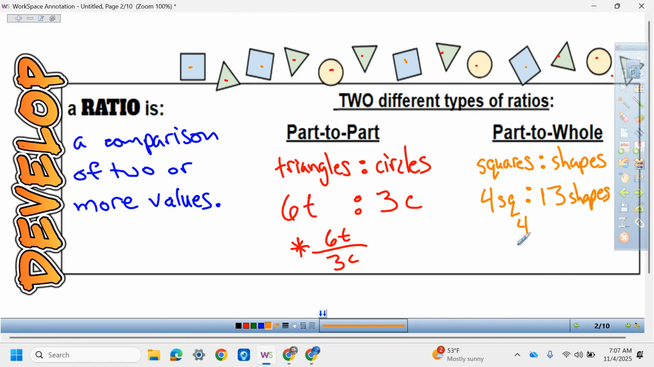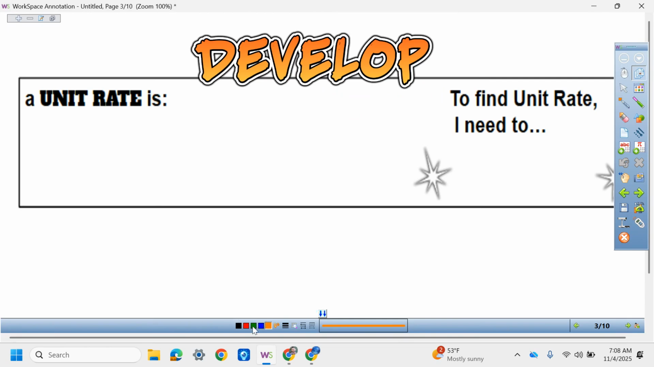One more time, just for good practice, the most common way we're going to see this is 4 squares over 13 shapes. Now, one of the reasons that we write these very commonly as fractions is because once we set up our ratios like this, we now have lots of opportunities to manipulate them. So our next definition is the most important unit rate, or most important ratio. It's called a unit rate.